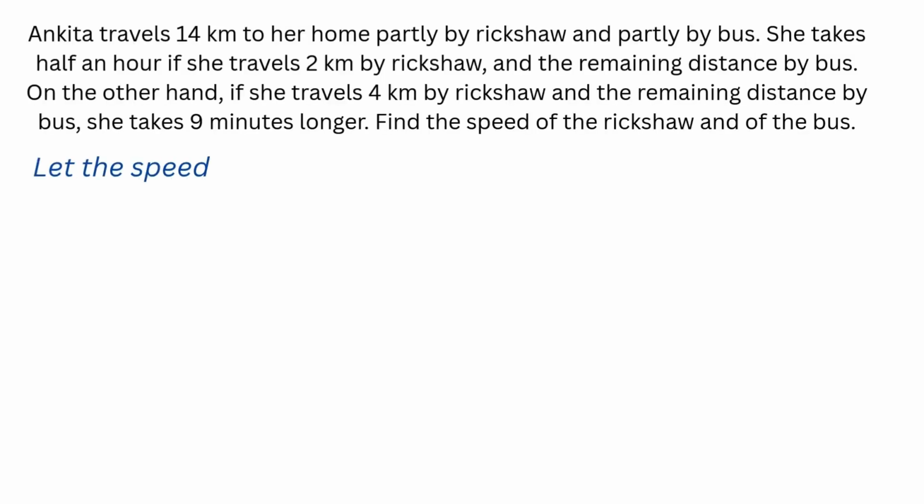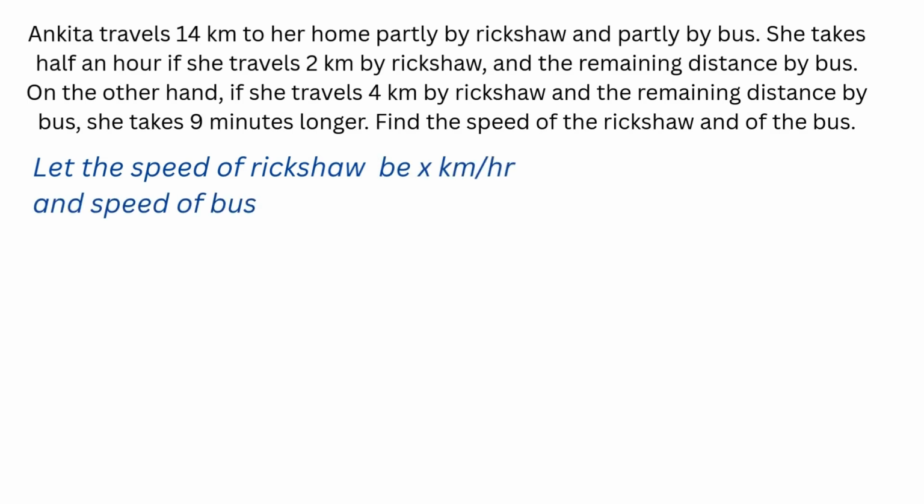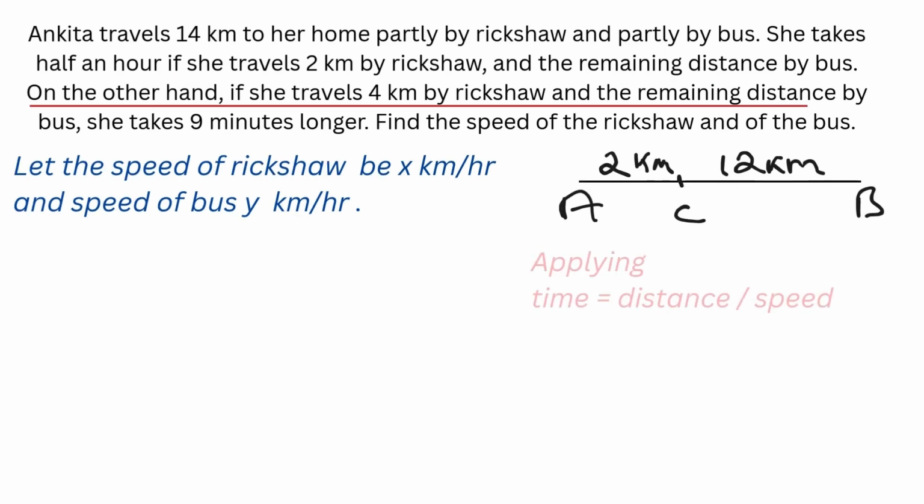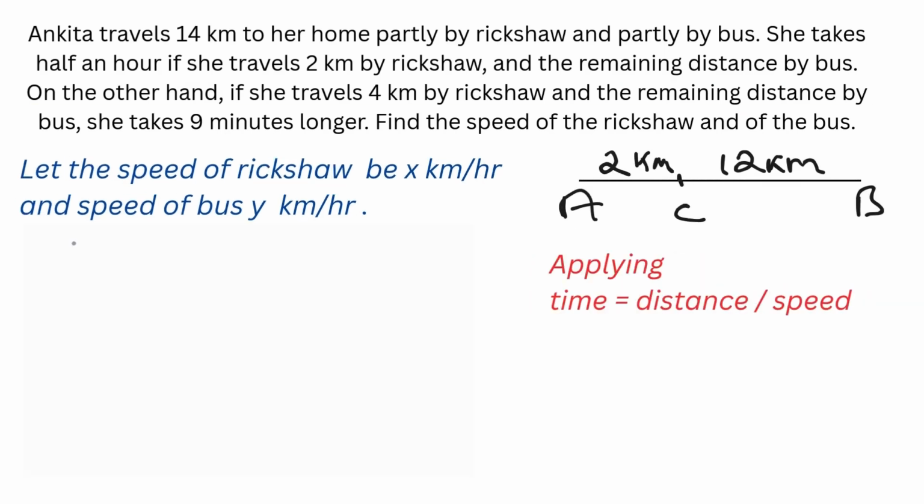So let's take the speed of rickshaw be x kilometer per hour and the speed of bus be y kilometer per hour. If she travels 2 kilometers by rickshaw, then the remaining distance will be 14 minus 2, that is 12 kilometers by bus. Applying the relation that time equals distance upon speed.